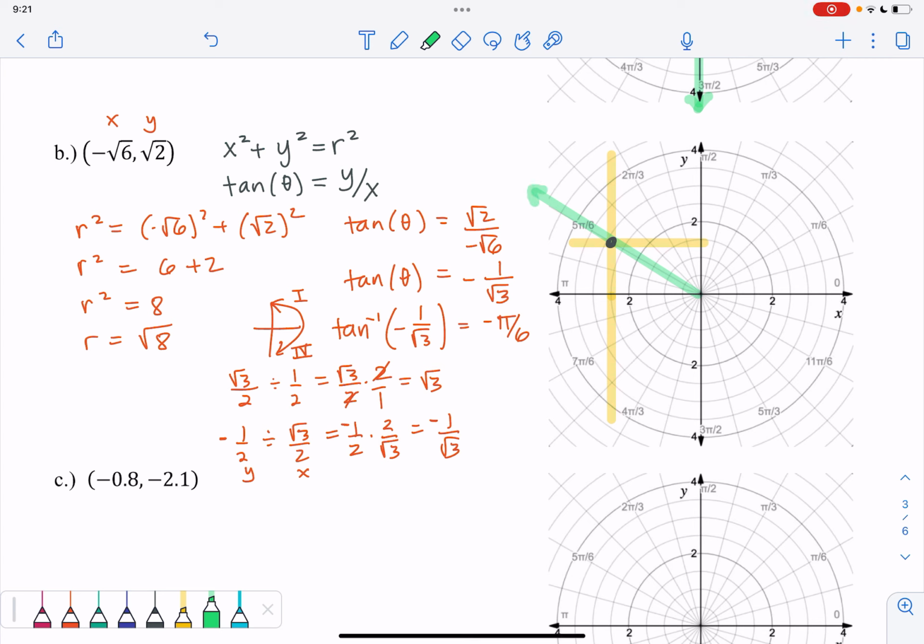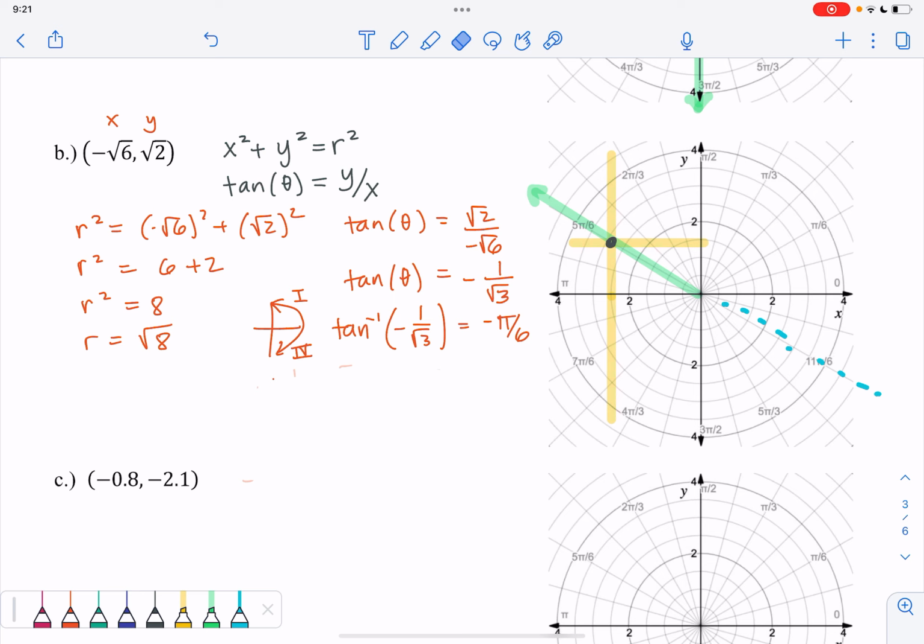Okay. But again, this tan inverse is only giving me an angle down here in quadrant 4, right? It gave me this angle, negative pi over 6. Okay, so what I need to do is add pi to that. So I'm going to erase this work of me trying to figure out what angle I was at. I take my negative pi over 6 and add pi to it, and I get 5 pi over 6. So that would be root 8, comma, 5 pi over 6 for my polar coordinates, which is what I was trying to find.